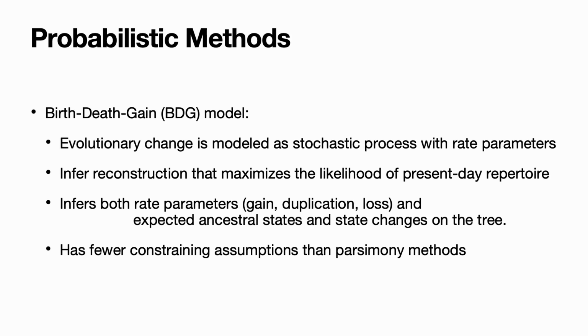Birth-death models are probabilistic phylogenetic comparative methods. The evolutionary change is modeled as a stochastic process with rate parameters. In this case, we seek the reconstruction that maximizes the likelihood of the present-day repertoire. Birth-death models are not widely used compared to Dollo parsimony due to the model complexity and long running times. However, BDGs make fewer constraining assumptions and output both rate parameters and probability of ancestral state and state changes on the tree. In this study, we focused on what we can learn using a birth-death model.